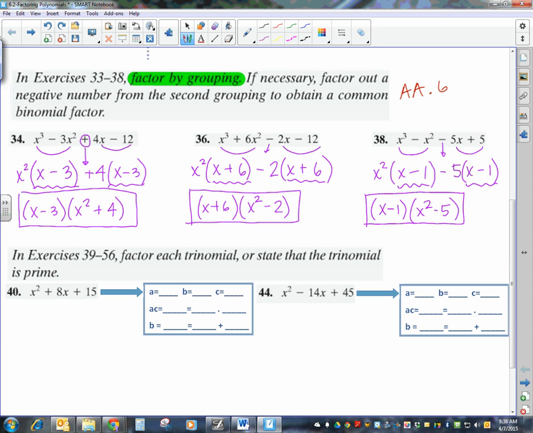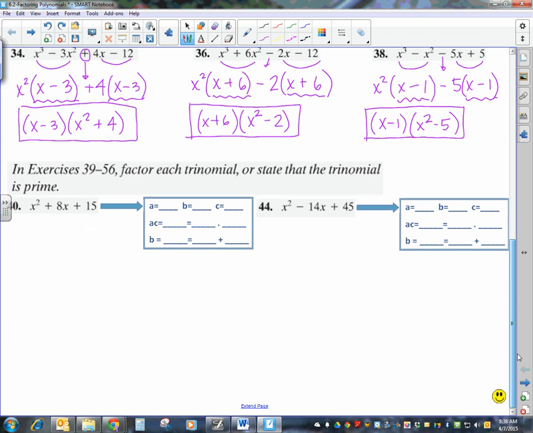Okay, so coming back, we have the next group, which are trinomials. Okay, if it can't be factored, then you're going to put prime.